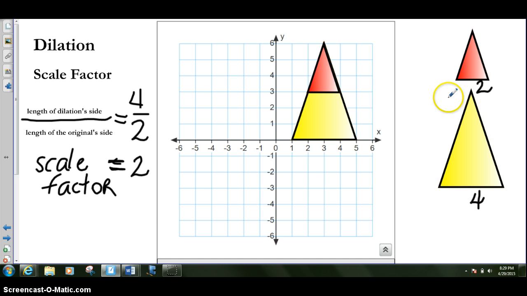Now, this is the challenge to you. We know that the scale factor is 2. What I want to know is what are the lengths of this side compared to this side, and this side compared to this side. I want the measurements and the scale factor. That is your challenge. I hope you have enjoyed learning about dilations.